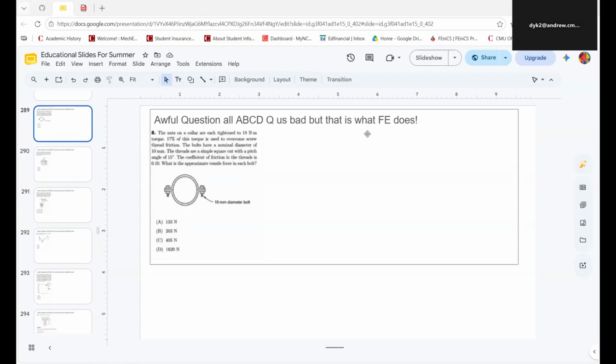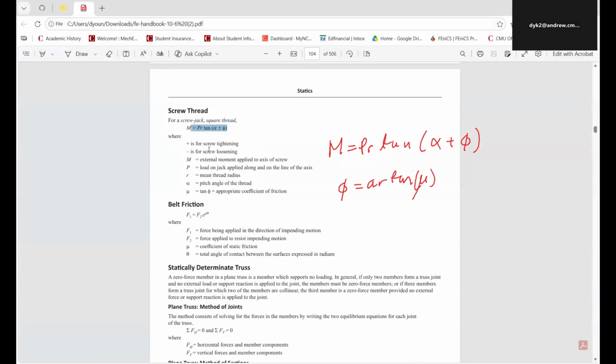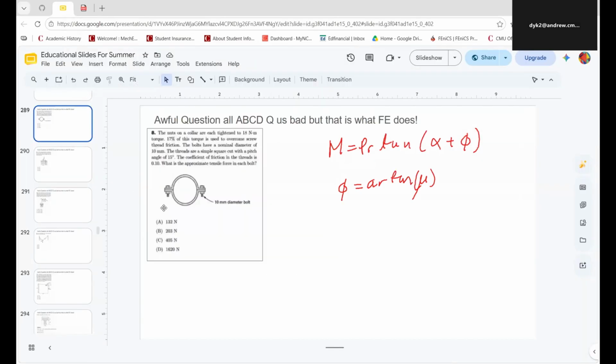Okay, we got it. So earlier I said, basically, that M equals PR tan(alpha plus alpha), right? So first thing we do is alpha equals arctan mu. That sounds counterintuitive. You have to look over here. This is what you're trying to say over here, right? So we can get that portion out of the way. So mu was what, 0.1. So tan inverse of 0.1 is about 5.71059. And I think this question is bad, but we move on and we still do it.